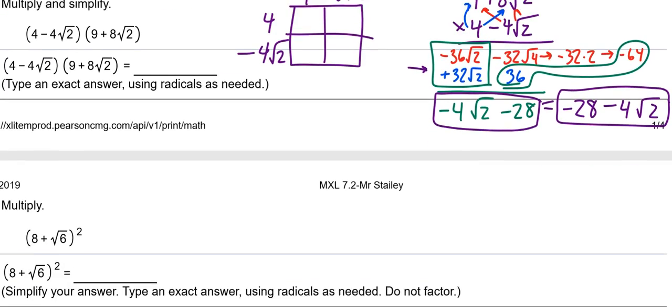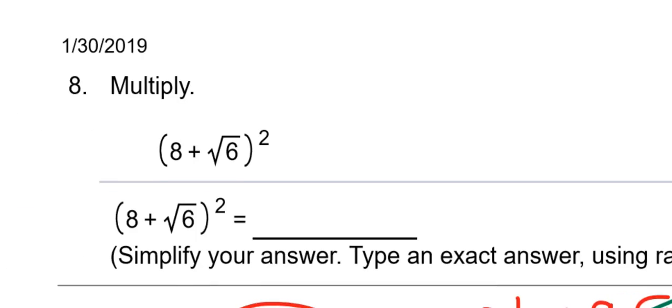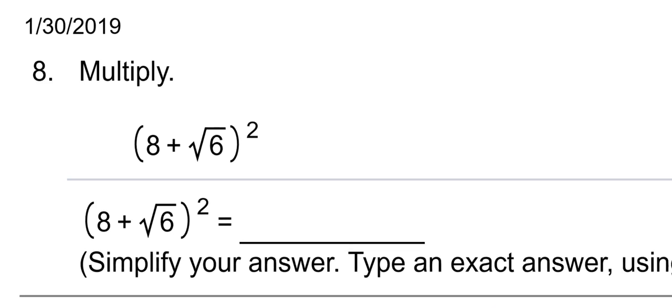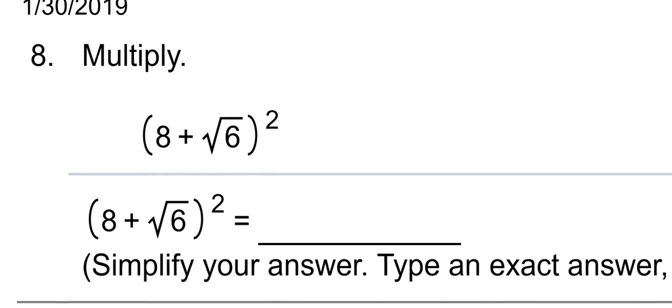Okay, so let's find another one. Question 8. Flip over to question 8. What does it mean to square something? Multiply it by itself.